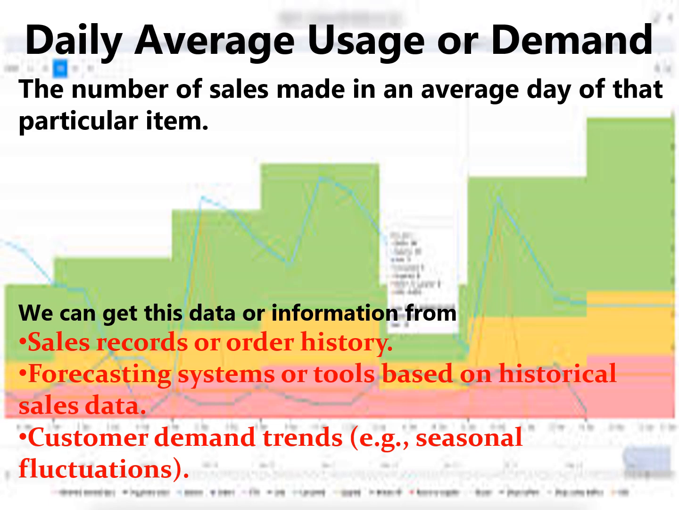The third component of our formula to find out reordering point is daily average usage or demand. This is the number of sales units made or produced or sold in an average day of that particular item. So we can get this data or information from sales records or order histories, forecasting systems or tools based on historical sales data or customers' demand trends like seasonal fluctuations in the demand.